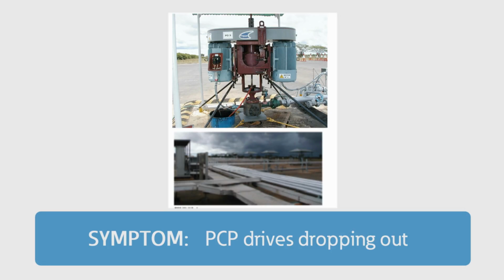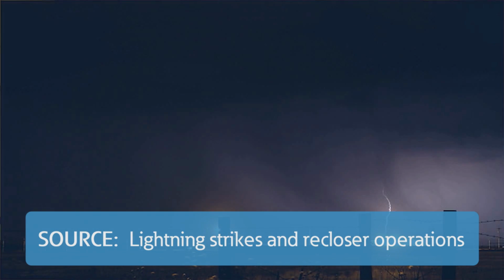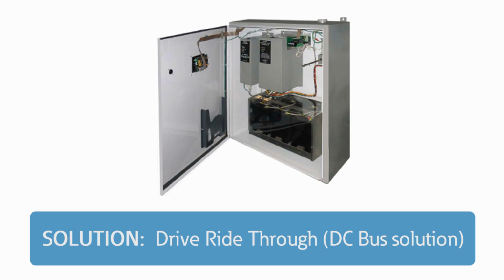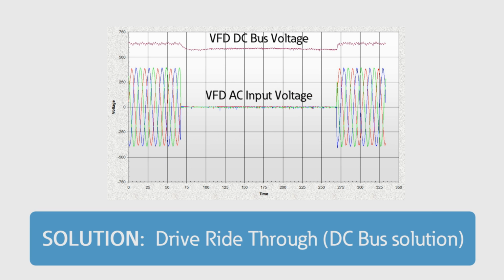After we evaluated many solutions, we determined that the best solution for the payback was an ultracapacitor ride-through device connected to the DC bus on the drive that we called a DRT, or drive ride-through. The DRT provided about a 2-month payback, and it was the ideal solution for this power quality issue by allowing the drives to ride through the recloser operations.